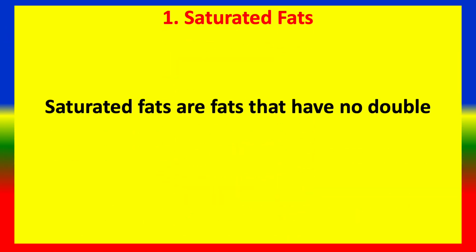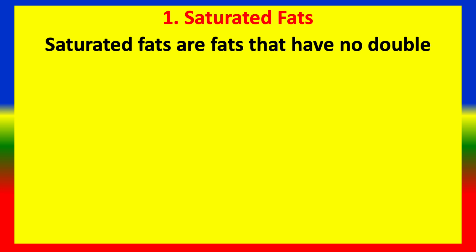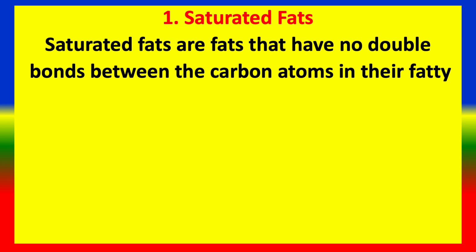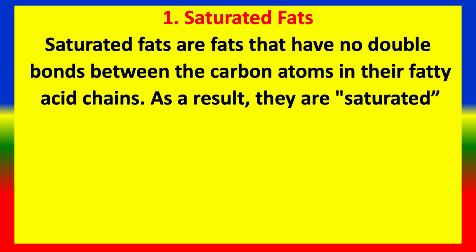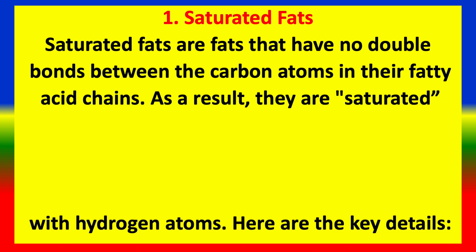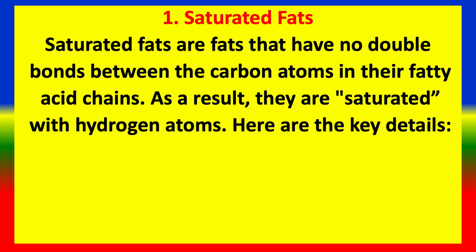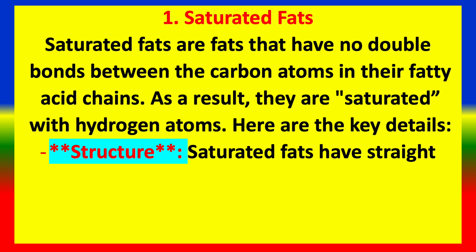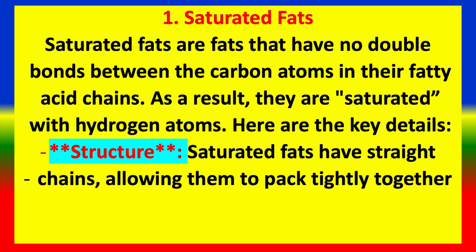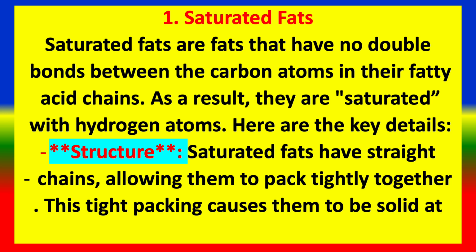1. Saturated fats. Saturated fats are fats that have no double bonds between carbon atoms in their fatty acid chain. As a result, they are saturated with hydrogen atoms. Here are the key details. First, structure. Saturated fats have straight chains, allowing them to pack tightly together. This tight packing causes them to be solid at room temperature.